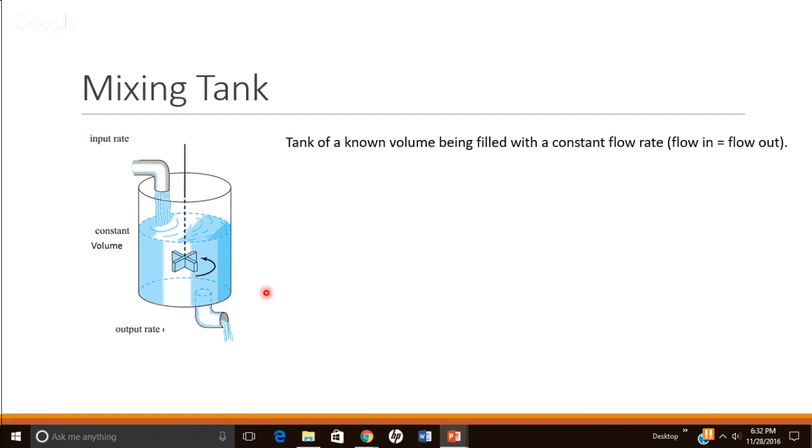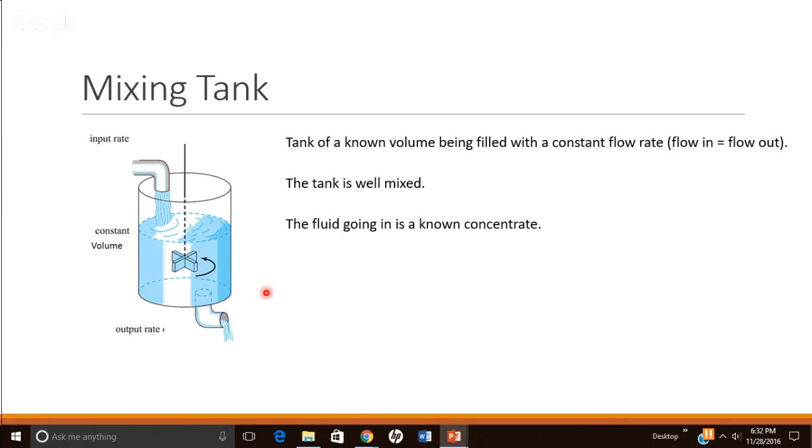Okay, so again, the tank has a known volume, being filled at a steady state, so a constant flow rate. Flow in is equal to flow out. The tank is well mixed, and the fluid going in is a known concentrate. So we know exactly what's going into this tank and how much.